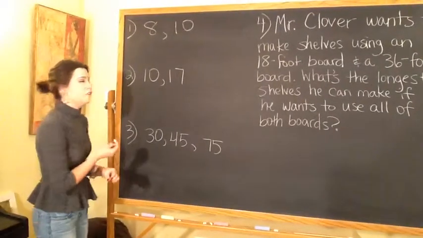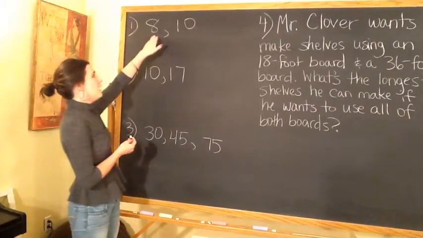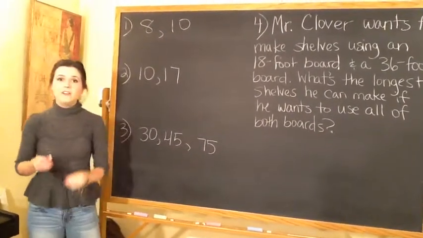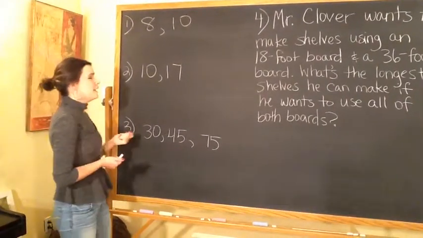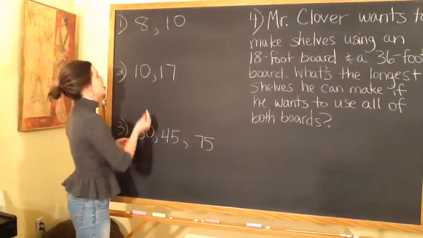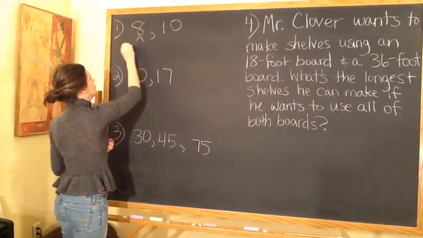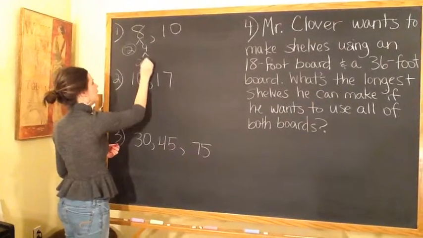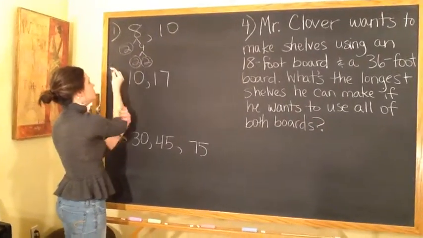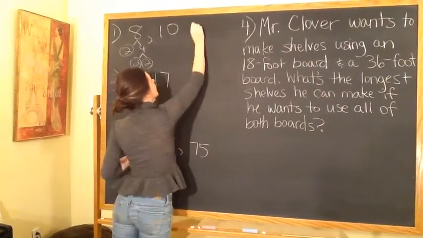Let's look at our first example. Our first example has 8 and 10. We're trying to figure out the biggest number they both have in common. I'm going to do it by prime factorization. I'm going to break down 8 into 2 and 4. 2 is prime, and then break down 4 into 2 and 2. So we have 2 times 2 times 2, which gives us 8.